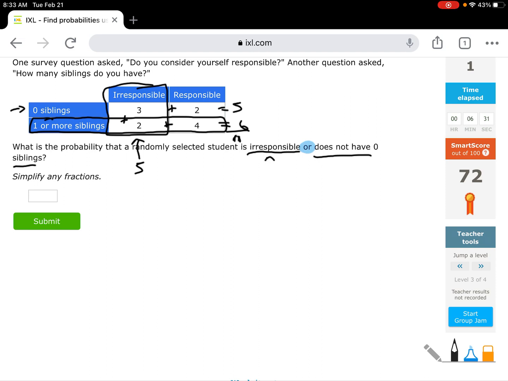So the probability for this is 5 out of 11. The probability for this is 6 out of 11. But then we're going to have to subtract the probability of A and B. And so where do they intersect? Well, they intersect right here. So that's going to be minus the 2 out of 11. And so here we have 5 plus 6 is 11, minus 2 is 9. So that's 9 out of 11.